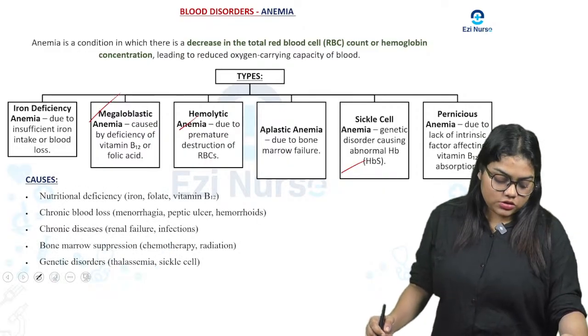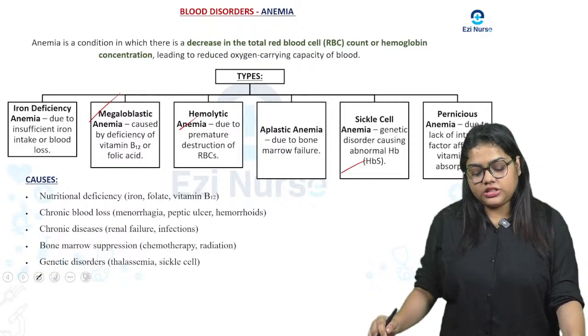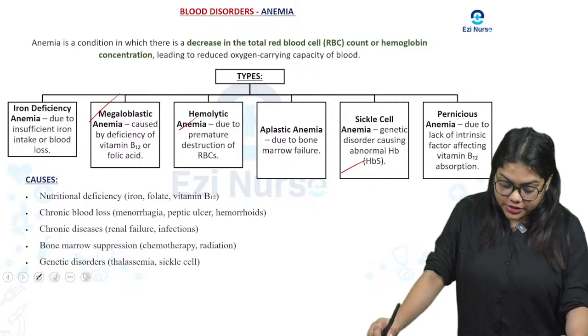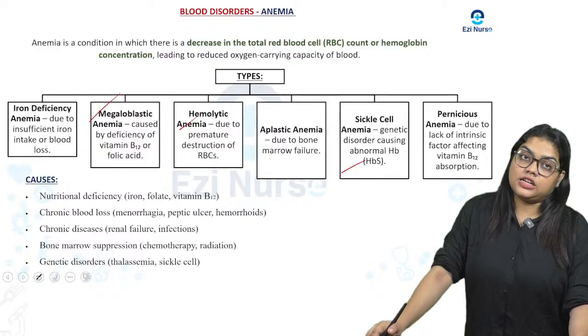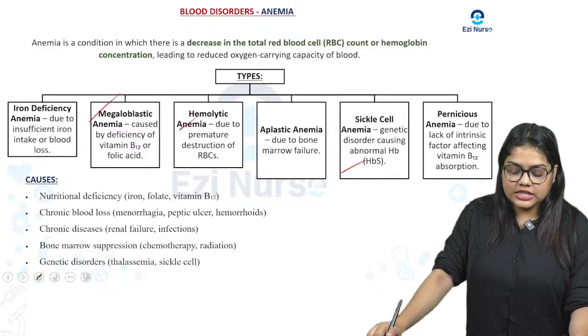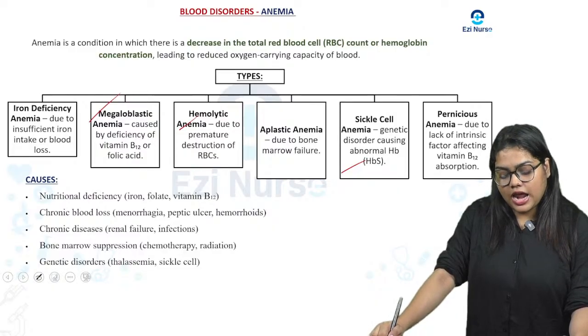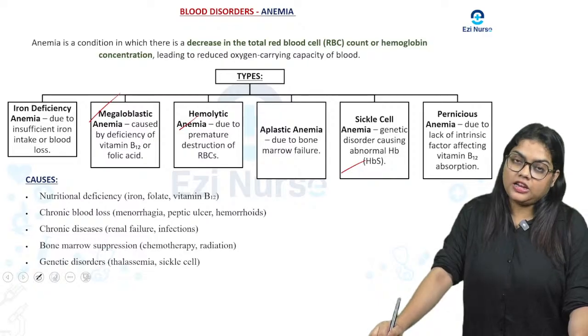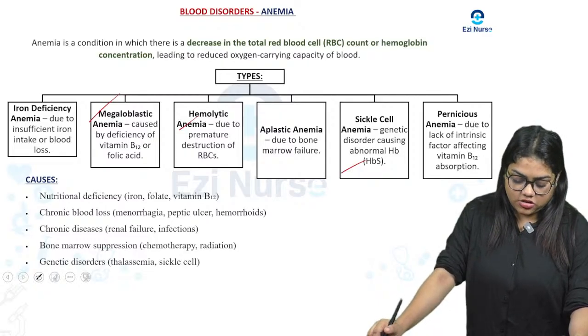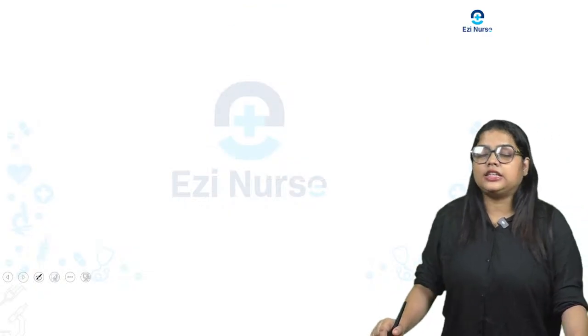Now what are the main causes? The main causes are nutritional deficiency such as iron, folate, vitamin B12, chronic blood loss such as menorrhagia, peptic ulcer, hemorrhoids, chronic disease such as renal failure and infections, bone marrow suppression in the cases of chemotherapy and radiation, genetic disorders such as thalassemia and sickle cell.